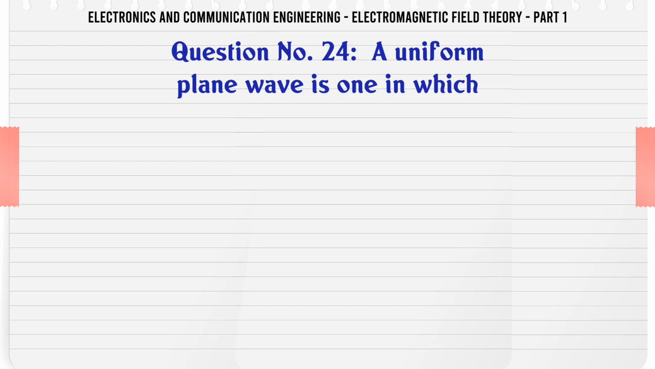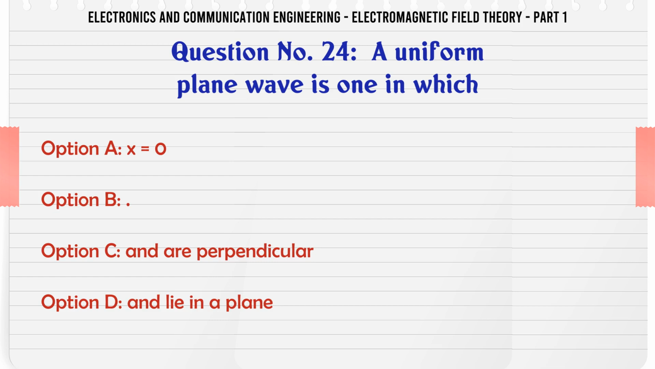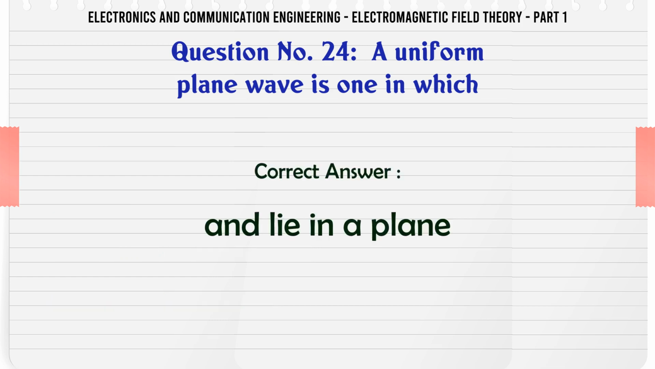A uniform plane wave is one in which: A, E is along x; B, E, H and the direction of propagation are perpendicular; C, E and H are perpendicular; D, E and H lie in a plane. The correct answer is E and H lie in a plane.